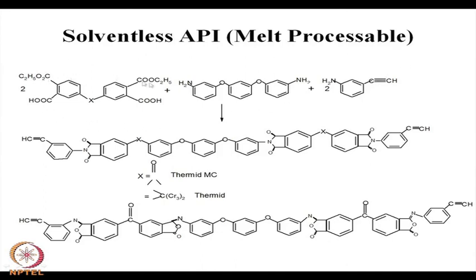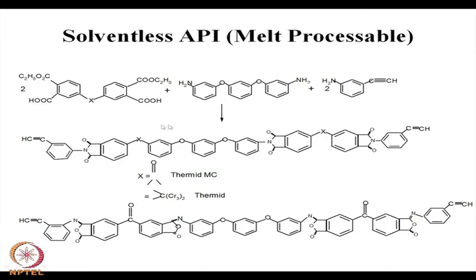So, here you see as before, these are the carboxylic or anhydride or multifunctional aromatic acids, you can say these are the amines, acids and amines having ether linkages, having phenyl rings, and again another system having acetylene group at the ends, acetylene and amine group. This amine group can react with these carboxyl groups or ester groups, and acetylene groups remain at the end.